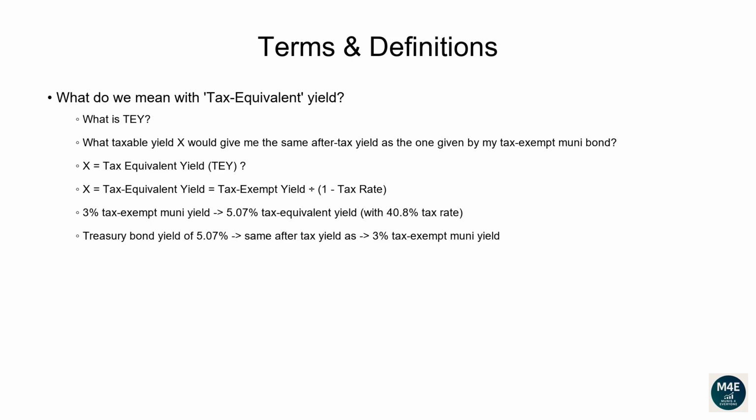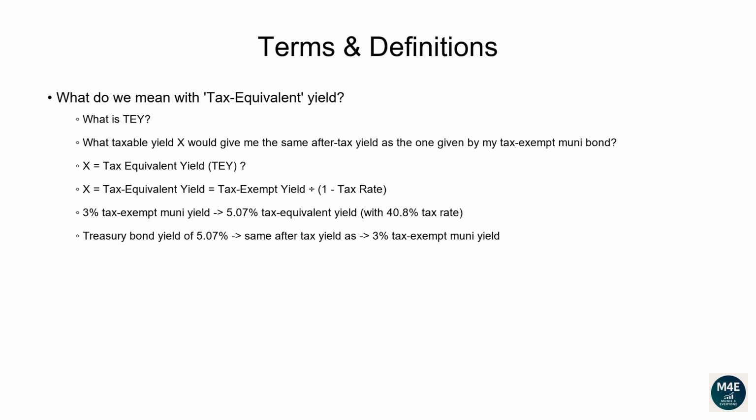What do we mean with tax-equivalent yield? From the previous slide, we know most but not all Muni bonds offer tax-exempt yields. However, in order to fairly compare a muni bond to a taxable bond like a US Treasury, we need to ask, what taxable yield X would give me the same after-tax yield as the one given by my tax-exempt muni bond? This X is what is usually called tax-equivalent yield, TEY, and it shows what a taxable bond would need to yield to match the muni's tax-free return.